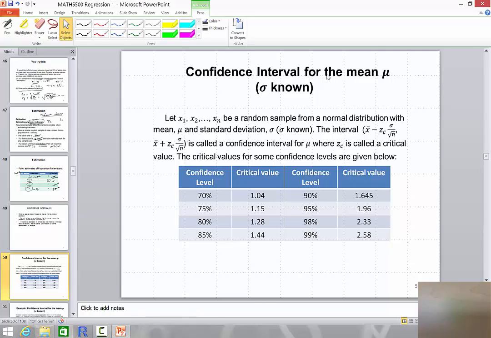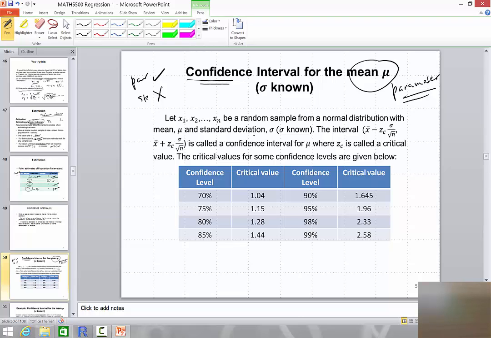Once again, finding the confidence interval for the mean, mu. One thing you remember: we find the confidence interval for the parameter, and that parameter is the mean here. Always we find the confidence interval for the parameter, not for a statistic. We use the statistic to find the confidence interval for the parameter.